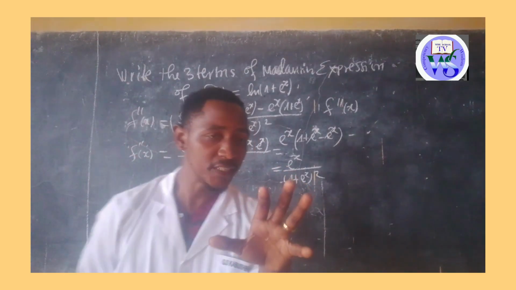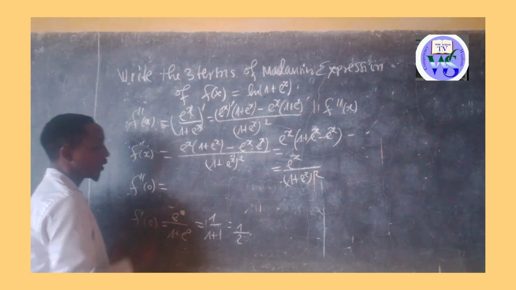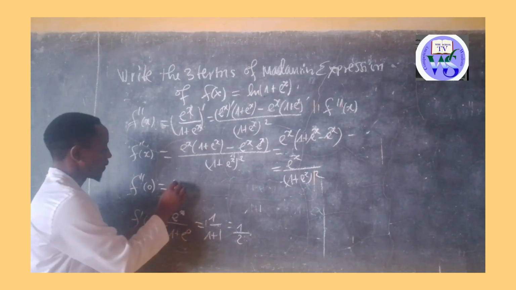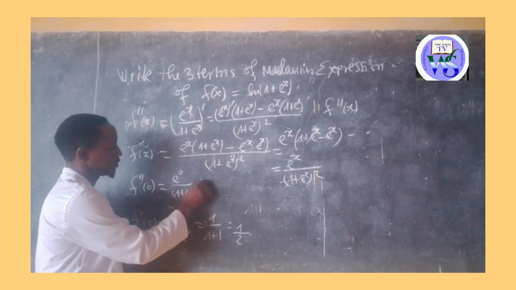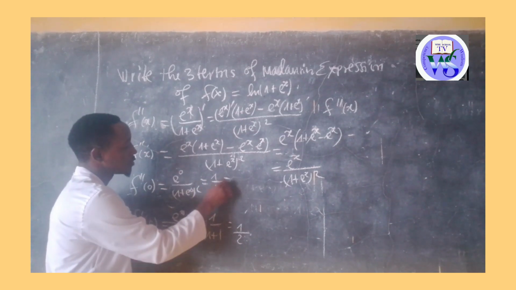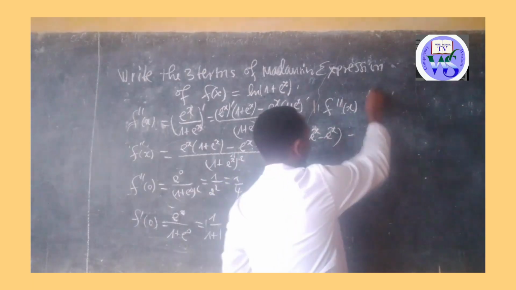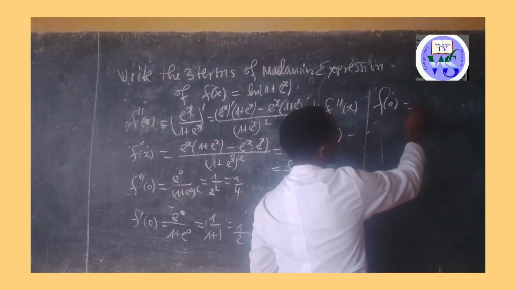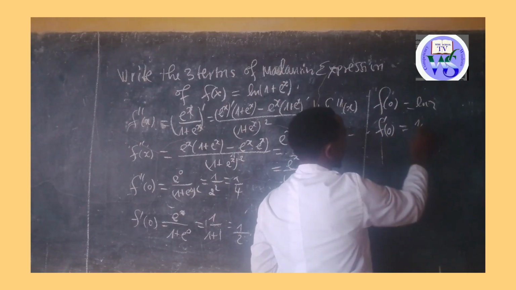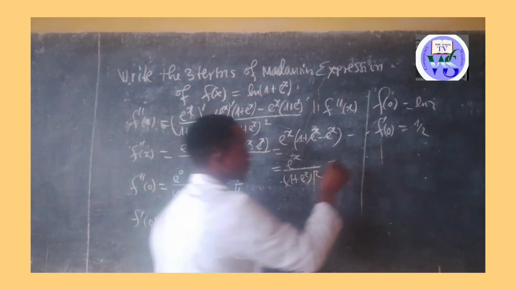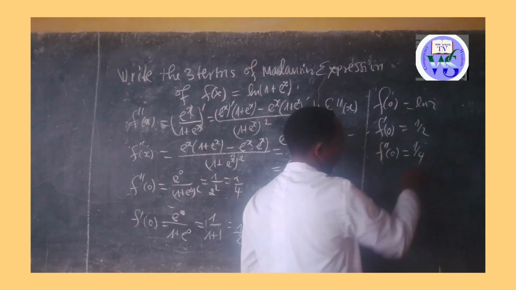So after evaluating this, f second derivative of 0 is equal to e power 0 over 1 plus e power 0 to the power 2. This is equal to 1 over 2 squared, which is 1 over 4. Okay, remember that: f of 0 is equal to ln of 2, f derivative of 0 is equal to 1 over 2, and f second derivative of 0 is equal to 1 over 4.